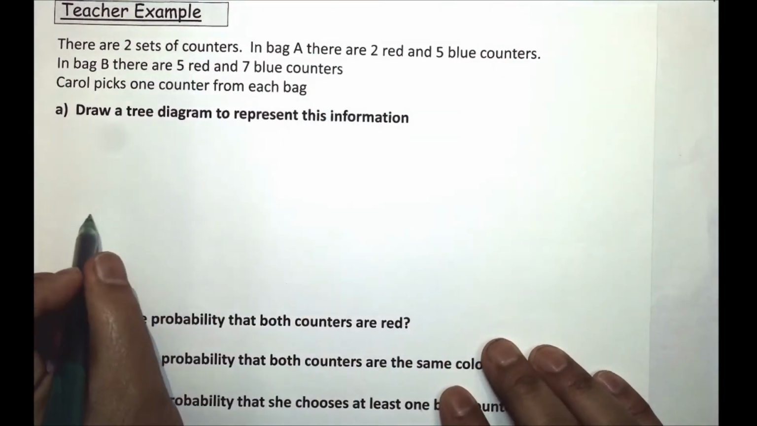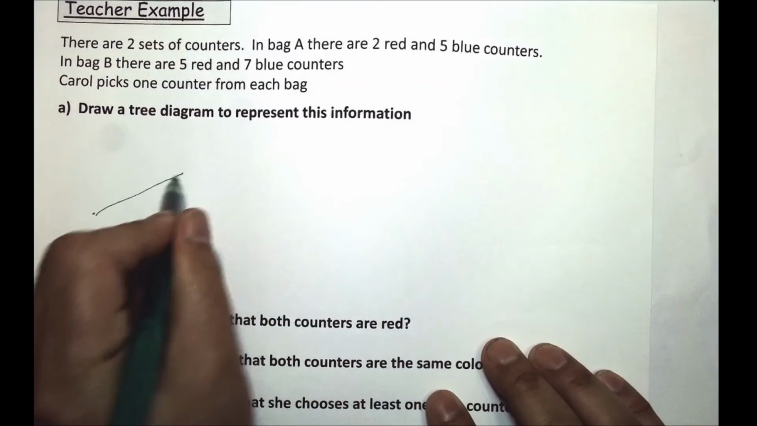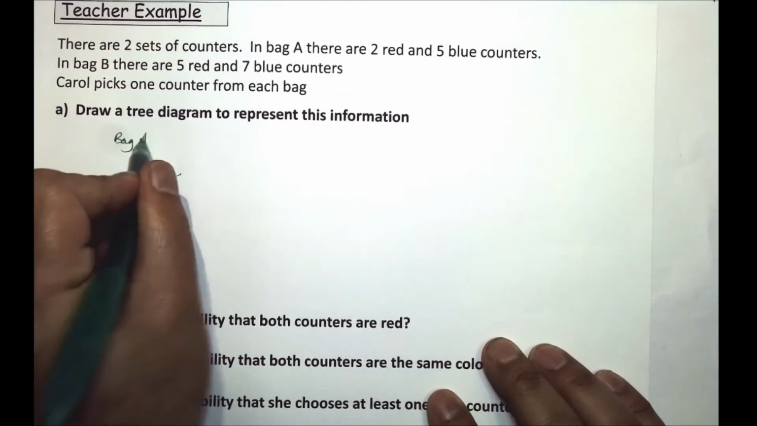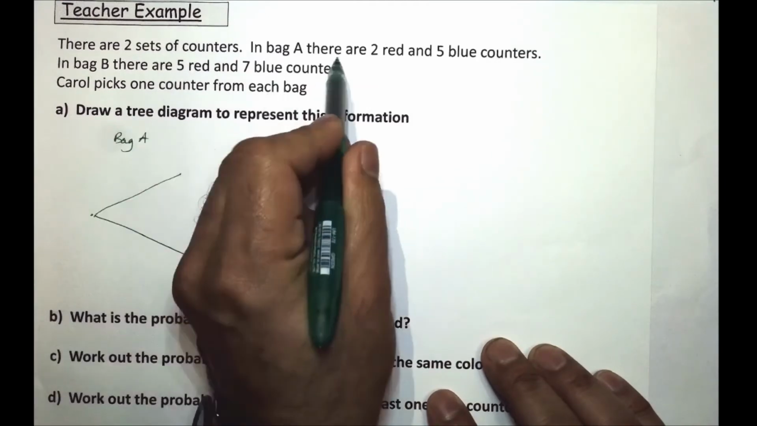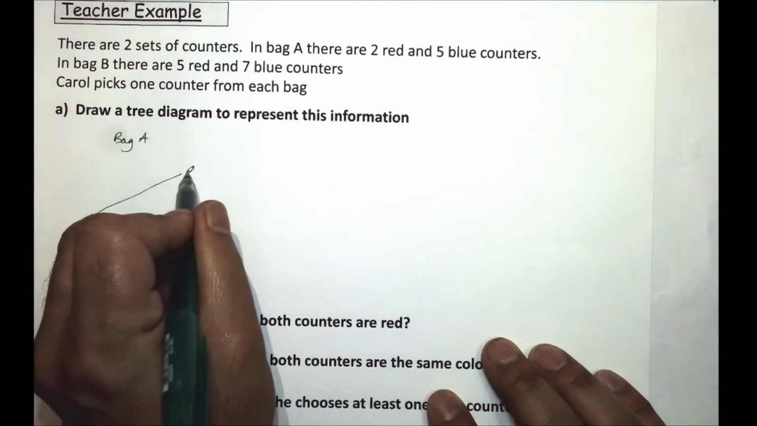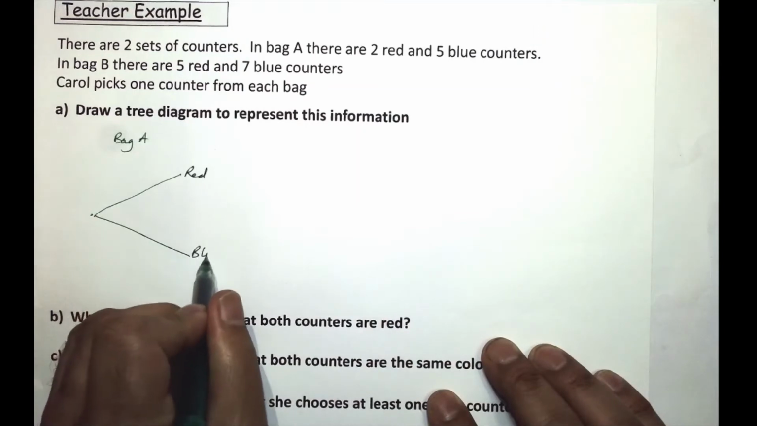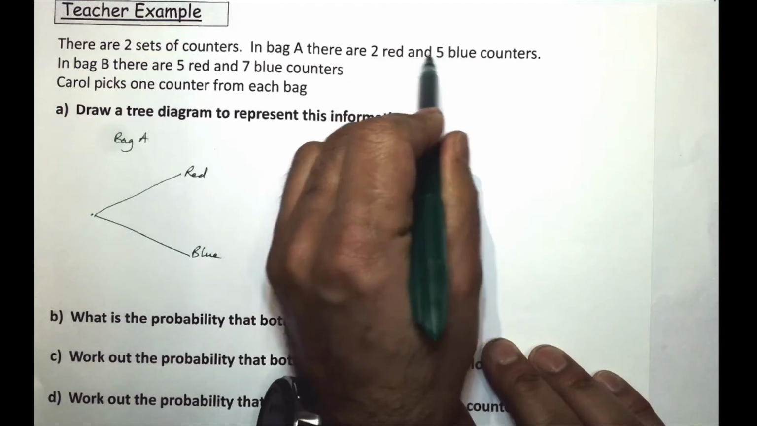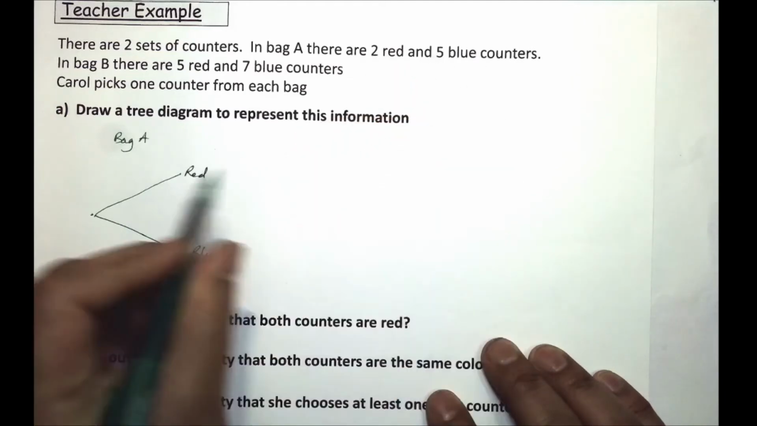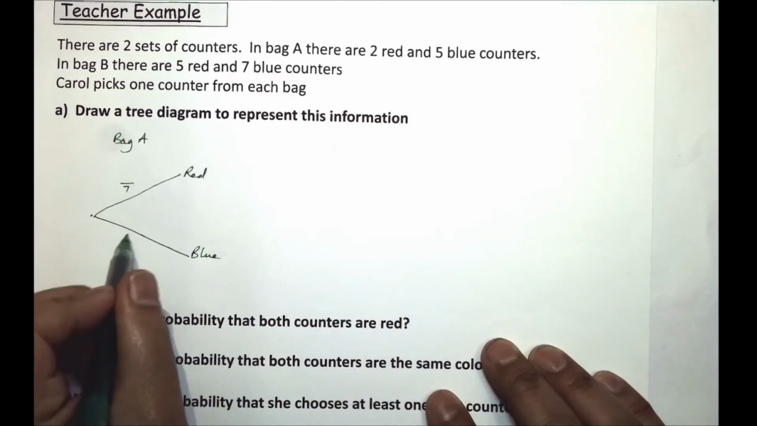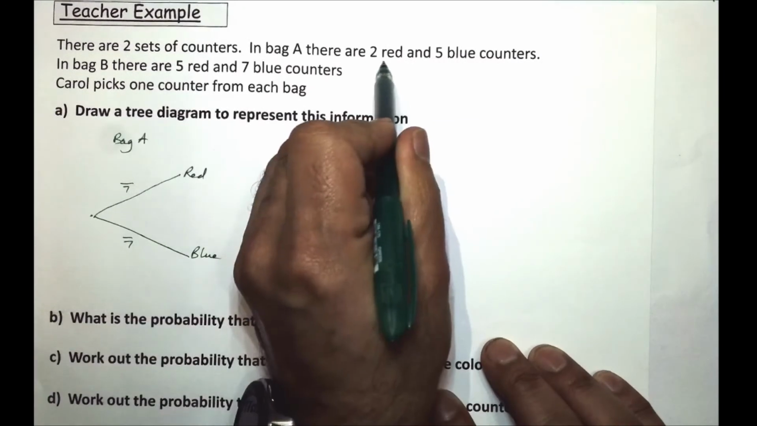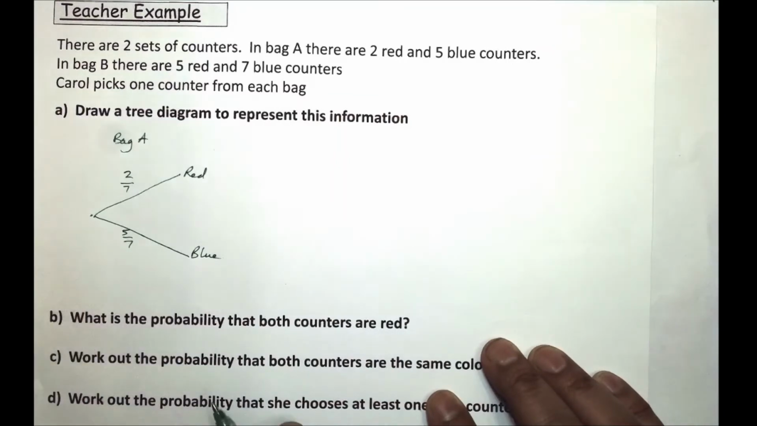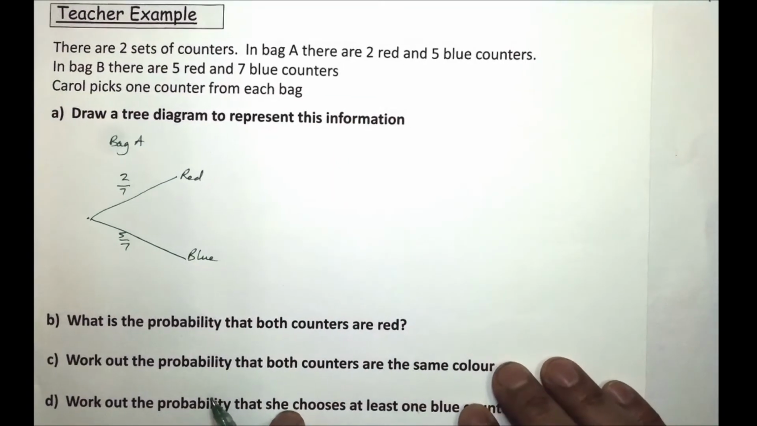So if I start with bag A first, bag A's got two options. I'll label that as bag A, and there's either red or blue. And because there's 7 counters in total, 2 plus 5, the fraction will be out of 7 for both parts. So there's 2 red, so that's 2 out of 7, and 5 out of 7 for the blue counters.